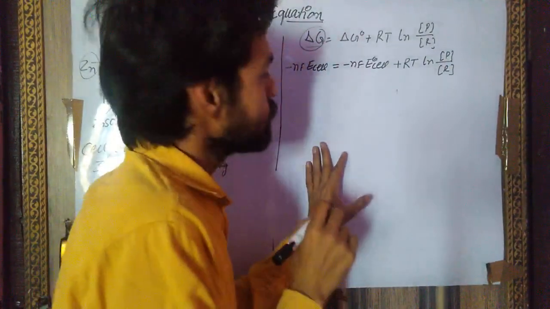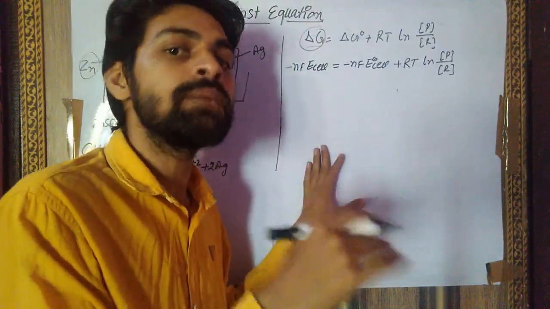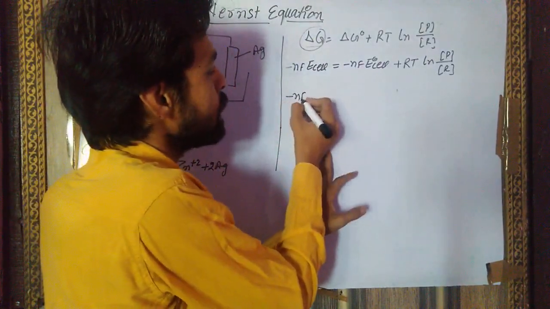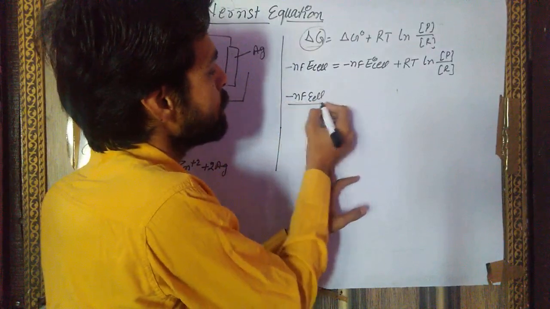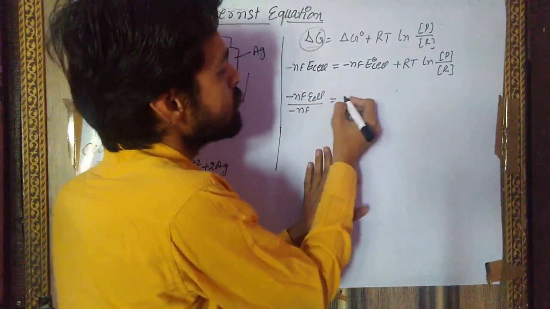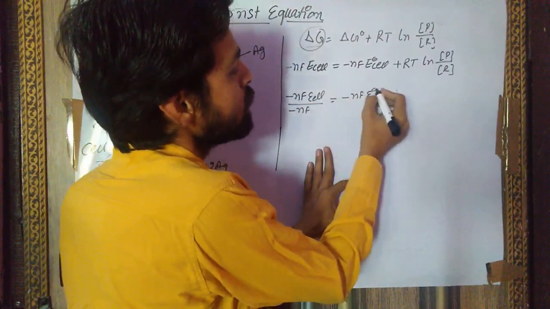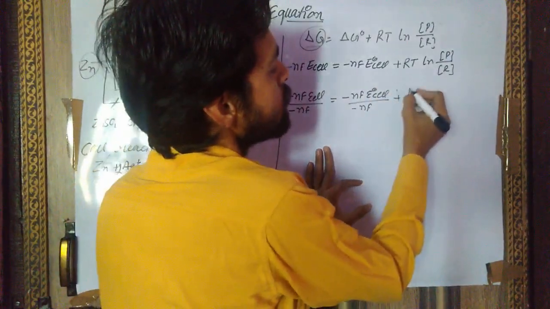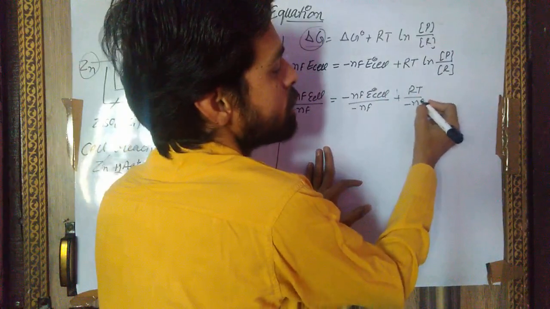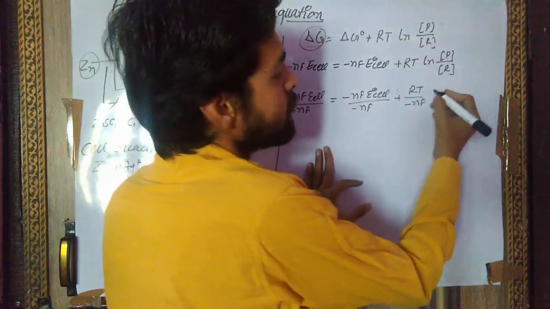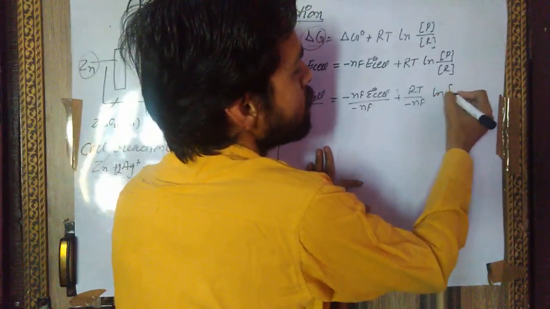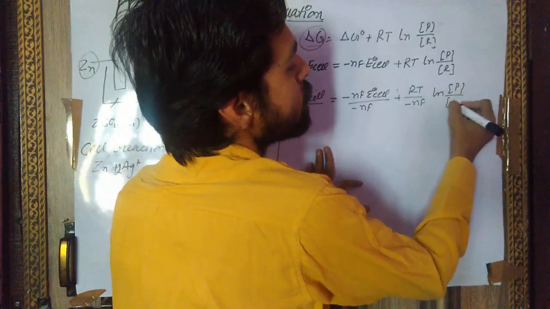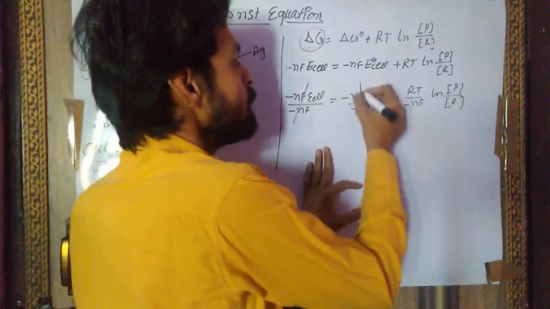Is it clear? So here students, I am dividing this equation by minus NF. Minus NF E cell divided by minus NF is equal to minus NF E naught cell divided by minus NF, plus RT upon minus NF. This term will also be divided by minus NF. Ln product upon reactant. Okay, so it will be cancelled.